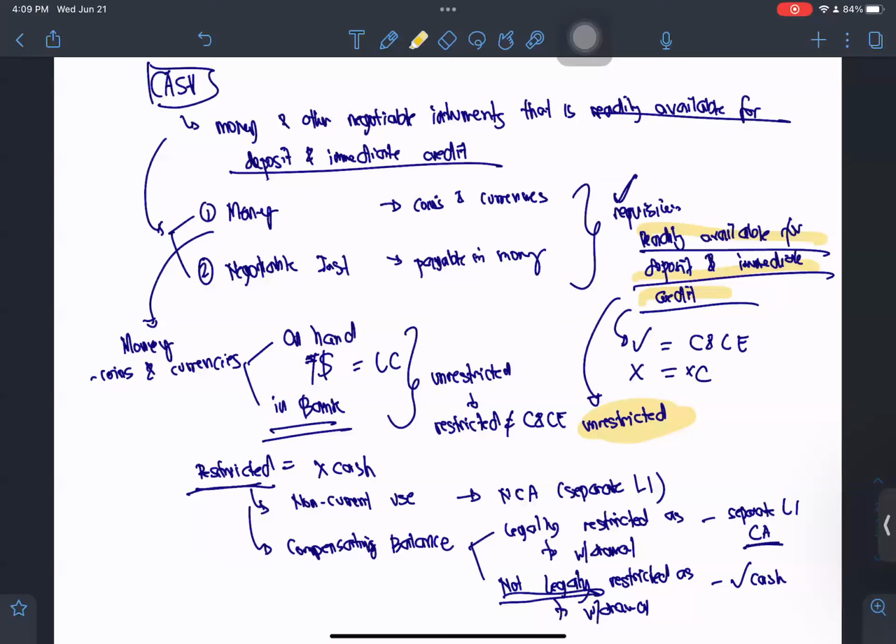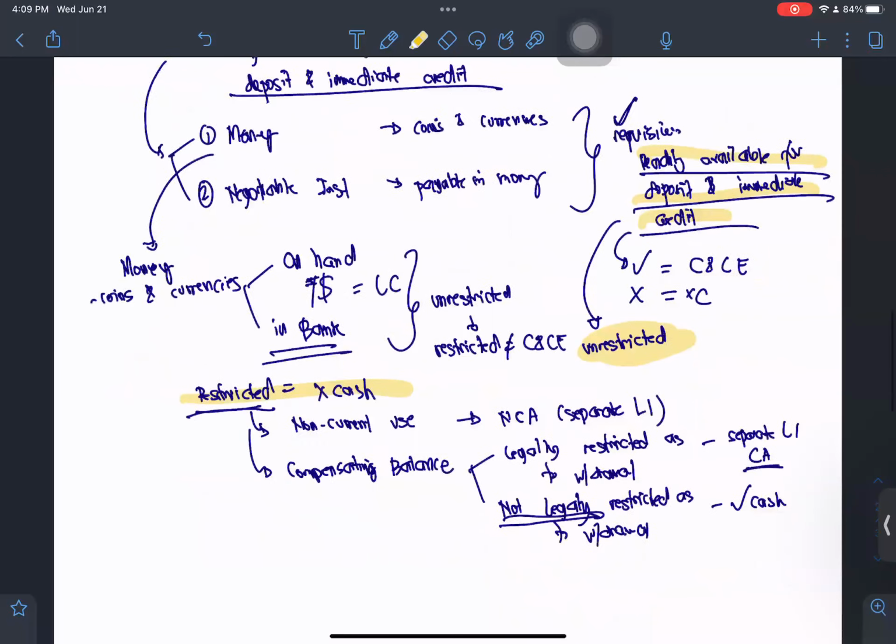Therefore, our main issue is, when is it restricted? If it is restricted, it means that it is not part of cash. When it is restricted, it means it is for non-current use. Then it is a separate line item. Next, for compensating balance, we need to look again whether there is a legal restriction. When it is a legal restriction, it is a separate line item again. It will be part of your current asset. But if it is not legally restricted, then it is cash.